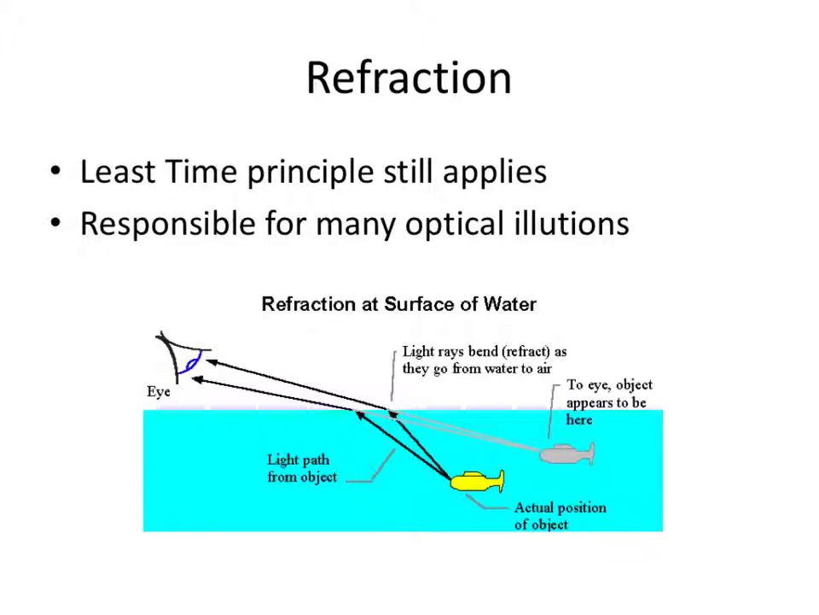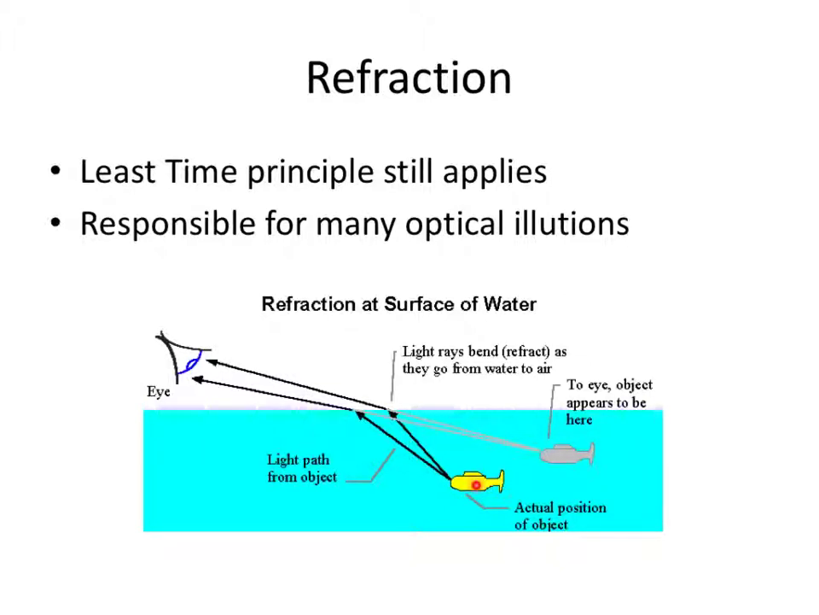So the least time principle still applies, and if you take a look at this diagram down here, we've got this object here, which is, not sure what this is, but it's in water, and the person's eye up here. So the light is going to travel from this object to the person's eye. Now, you might think at first glance that it might take the least amount of time to go straight, but that's not the case, and the reason why it's not the case is because if it went straight, then it would be spending a lot of time in the water where the light is going to travel a lot slower.